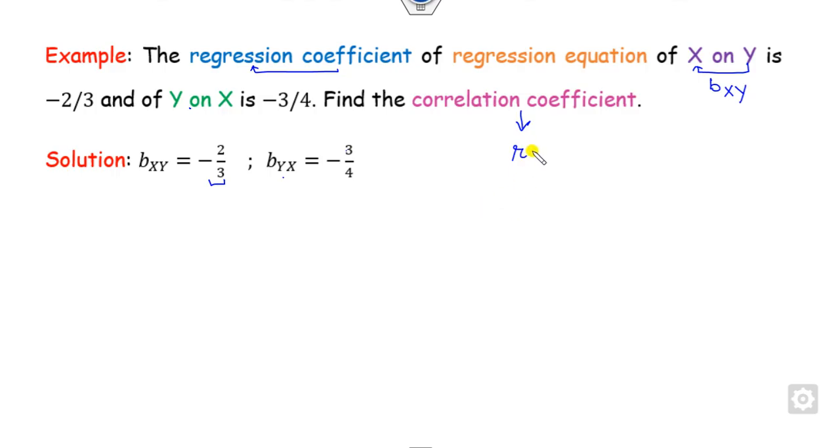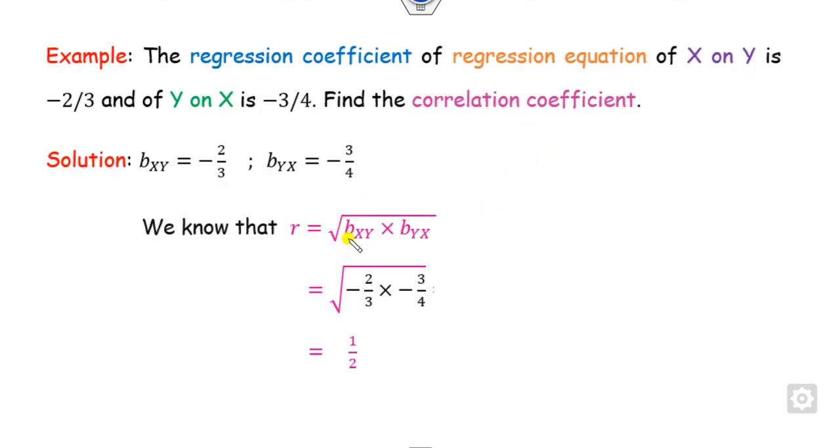So you know by property 1 the formula for this is the product of them. So if you multiply them, it will be here. But you can see byx and bxy are both negative. If you take the square root, it will be plus or minus. So since both are negative, instead of taking plus 1 by 2, it will be minus 1 by 2. Why? Because bxy, byx and r have the same sign.